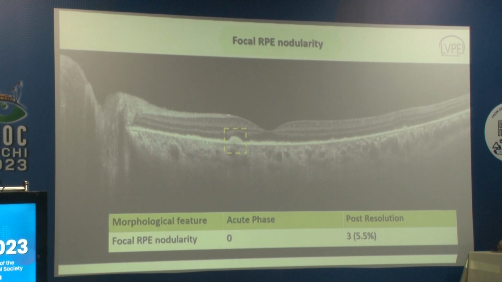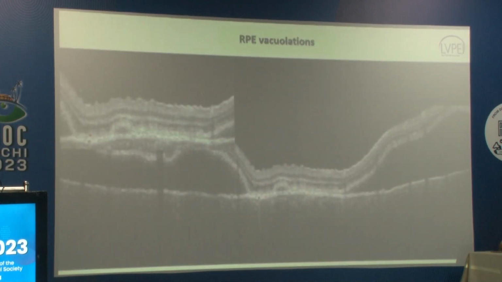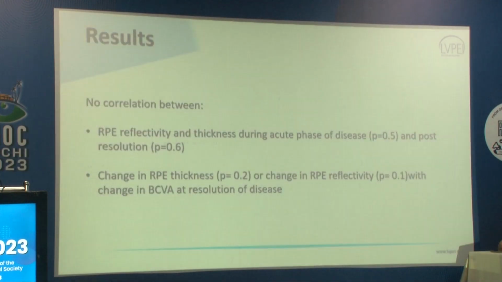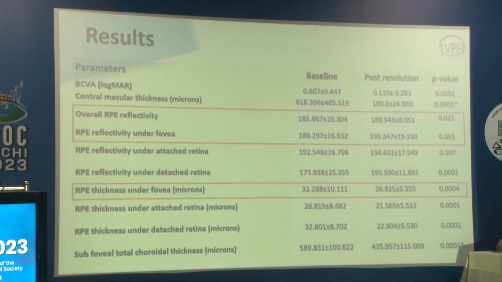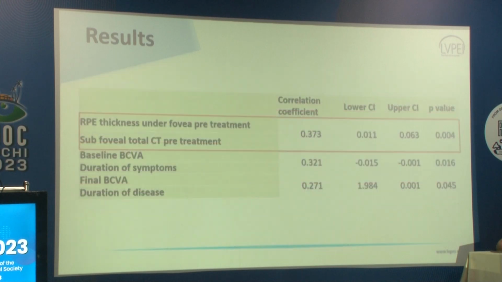Also, you said that there is no change in the reflectivity from the acute stage, and when you followed up the patient when the disease became quiescent, isn't it? No, ma'am. I said that the reflectivity of the RPE decreased significantly and improved following resolution. Okay. Well, just go to your next slide.